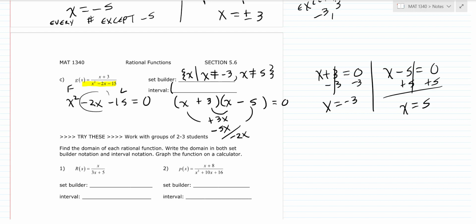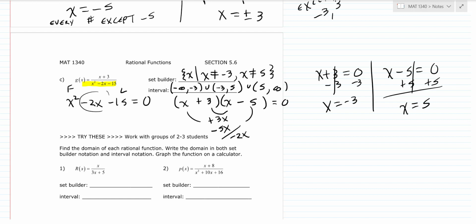You have to be less than -3. So you would write that as -infinity to -3. You would have to be between -3 and 5. Make sure everything's in order. -3 comes before 5. And then finally, it would be everything bigger than 5. So that's how you would do that.